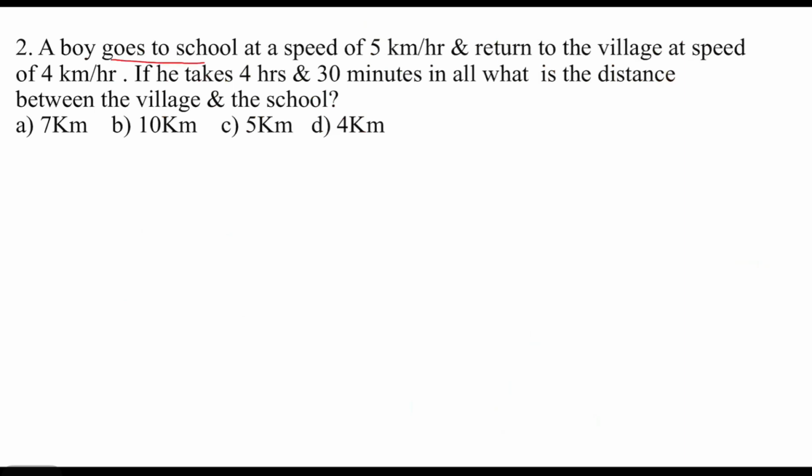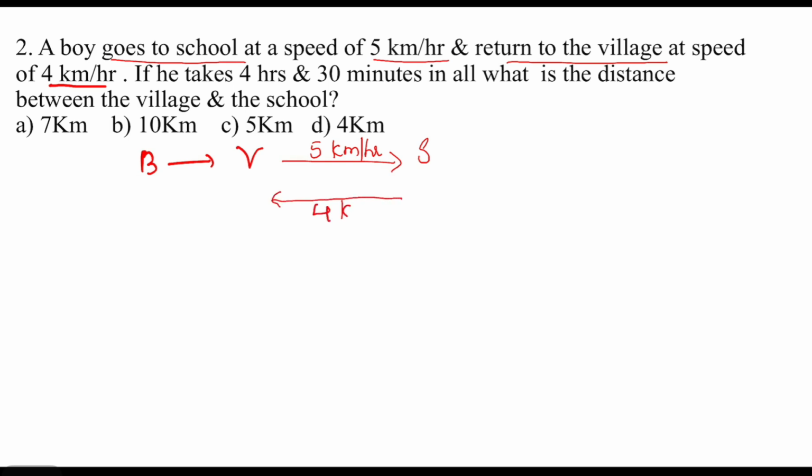A boy goes to school at a speed of 5 km per hour. A boy goes from village to school at 5 km per hour speed. And returns to the village at the speed of 4 km per hour. Means from school he is returning back to village at 4 km per hour.